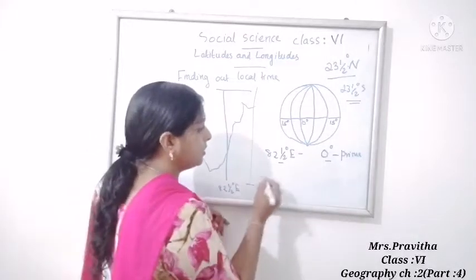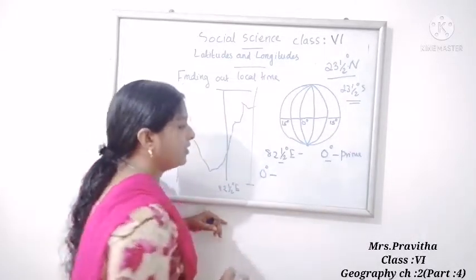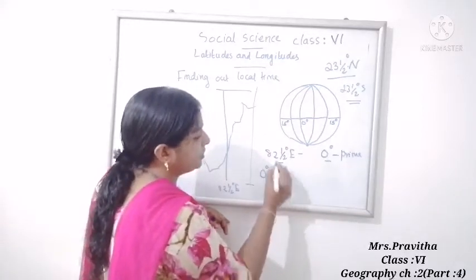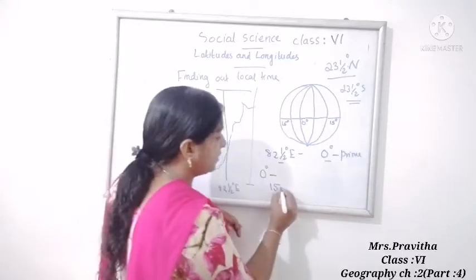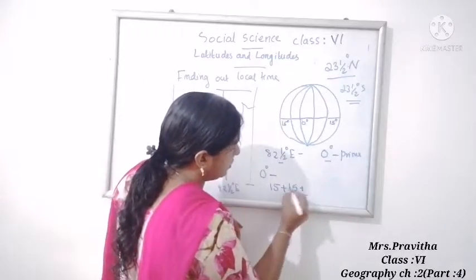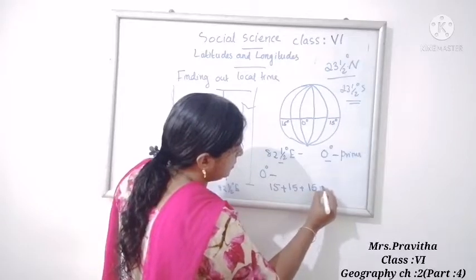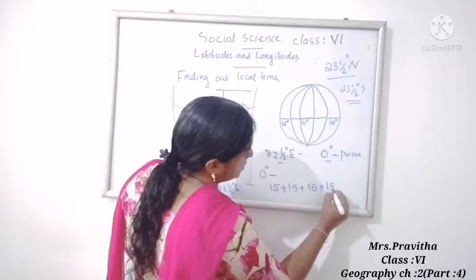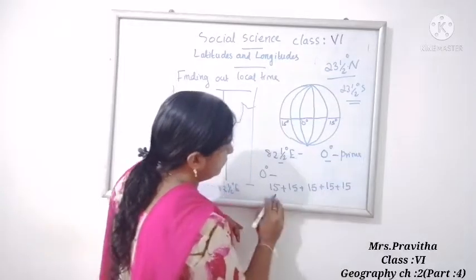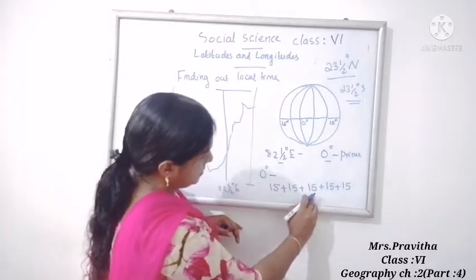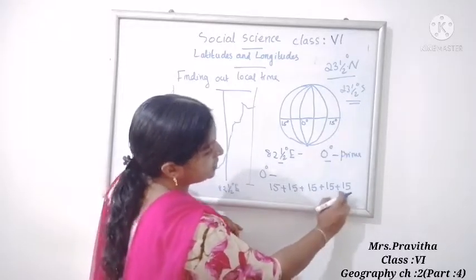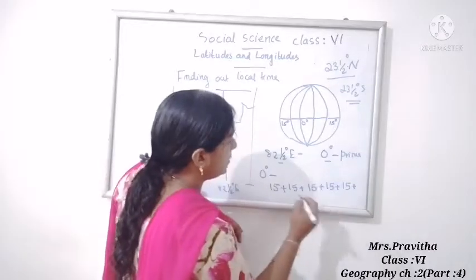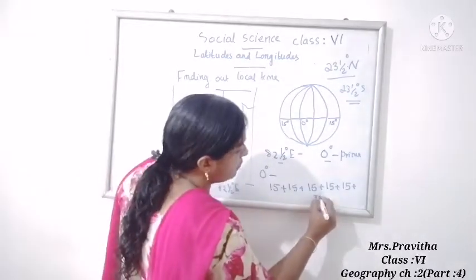From 0 degree longitude to 82.5 degree, each 15 degree equals 1 hour. So you can calculate how many 15s there are: 15, 30, 45, 60, 75. Then how much balance is there? 75 plus, the balance is 7.5.